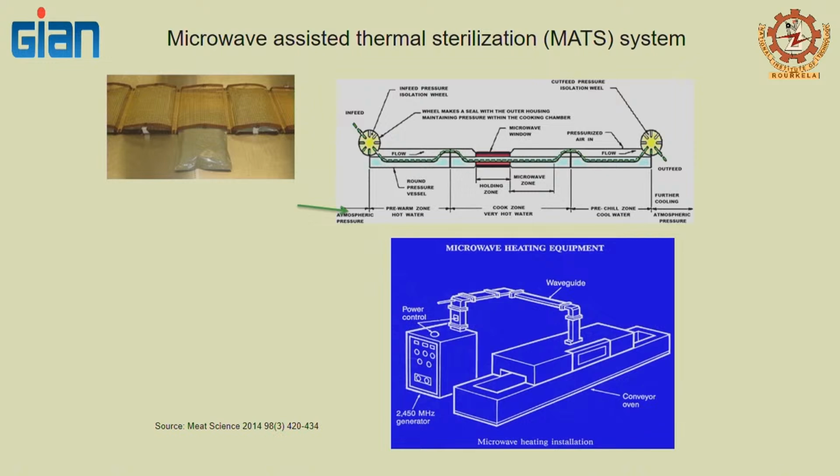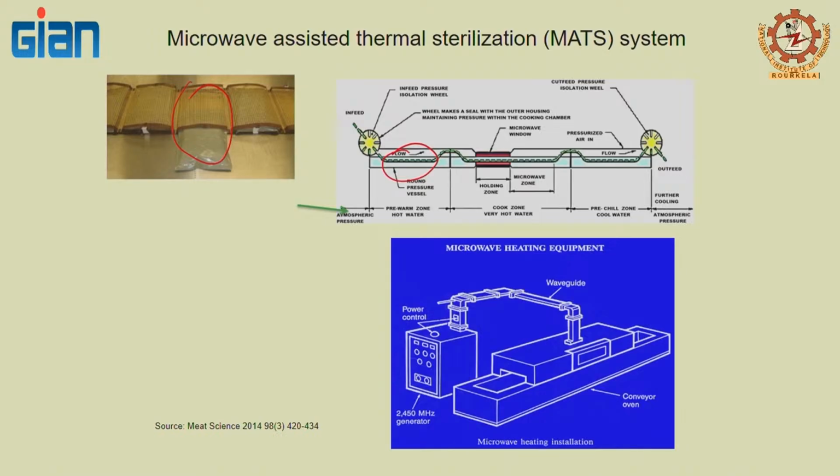So, there has been some work done at Washington State University, where they adapted what they call the microwave assisted thermal sterilization process. Imagine you have some soup or some material, and you package it in a polymeric pouch, so that it can be sent through a certain mechanism. Here the product is going to be heated to a certain uniform temperature.